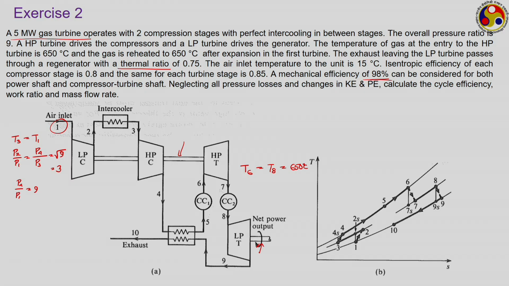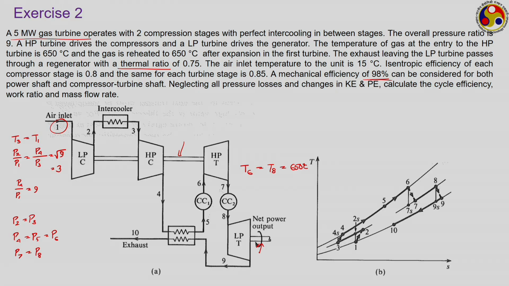As pressure losses are neglected, we can easily say that pressure in the intercooler remains constant, that is P2 is equal to P3, and also pressure inside the combustion chamber remains constant, that is we have P4 equal to P5 equal to P6. Similarly, we have P7 equal to P8.